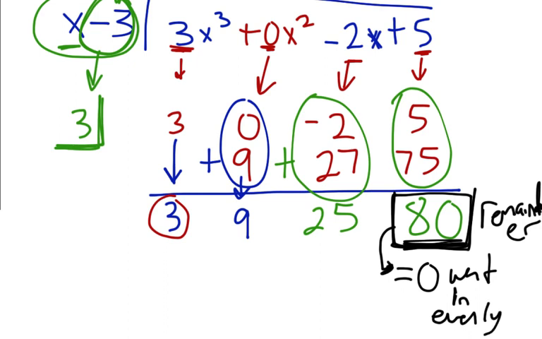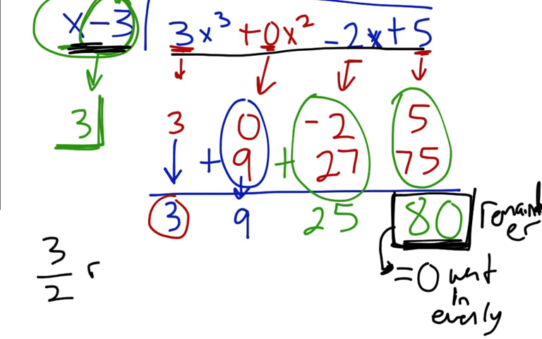Well, this number went in evenly, meaning x minus 3 would have gone into this evenly. Well, it didn't go in evenly. There's a remainder of 80. So that means it's just like if I took 3 and divided it by 2, I'd have a remainder of 1 after dividing. Same thing here, it doesn't go in evenly, so there's a remainder, okay? So that's how synthetic division works.